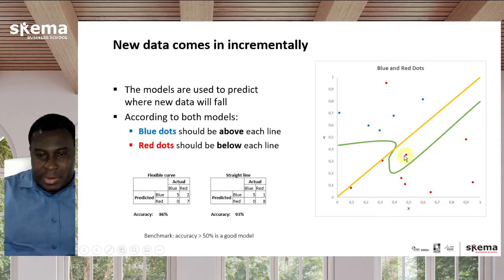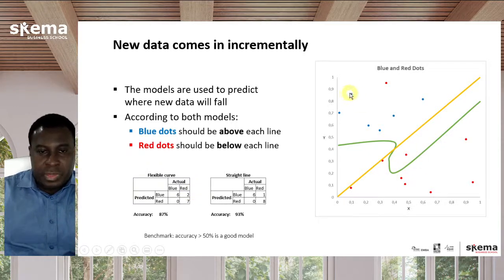Whoa, okay. Now this one gets interesting. Because remember, red dots should be below the line. So the straight line predicted that that's a red. So that's correct. But anything above the line, so this flexible curve predicts that that should be a blue, but it's a red. So that's an incorrect prediction. So a second incorrect one by the flexible curve right there.